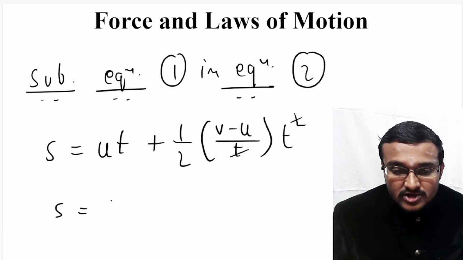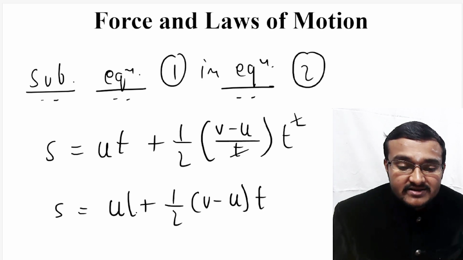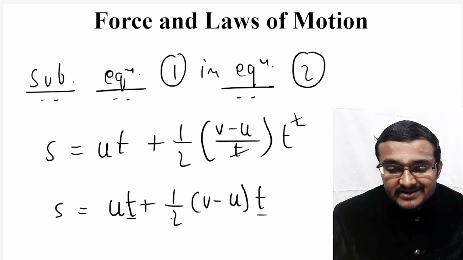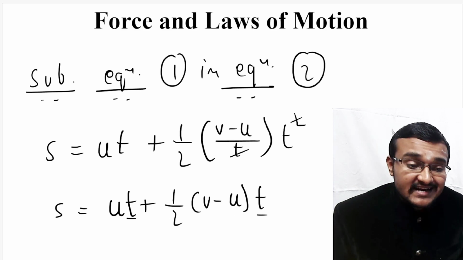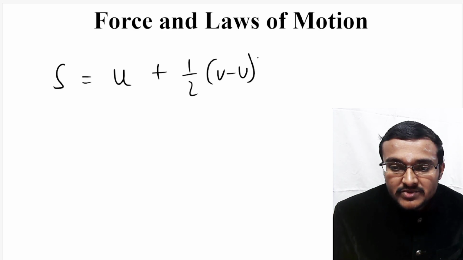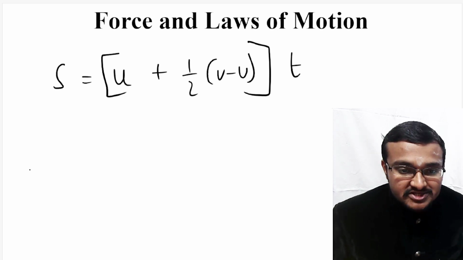So S will be equal to u. I can take t common in both of them. Before taking common, I'll write the equation. So here S = ut + (1/2)(v - u)t. Here t is there in both the terms, so we can take t as common. So S = (u + (1/2)(v - u)) t. We can put one big bracket for this, and t we can write outside.